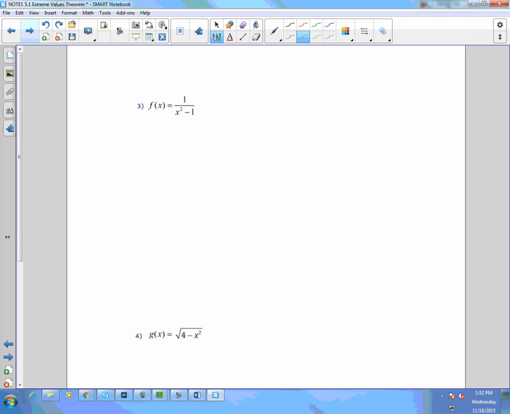So, this one, because of that negative, this is a denominator, which could be 0. So that's why the denominator could be 0.